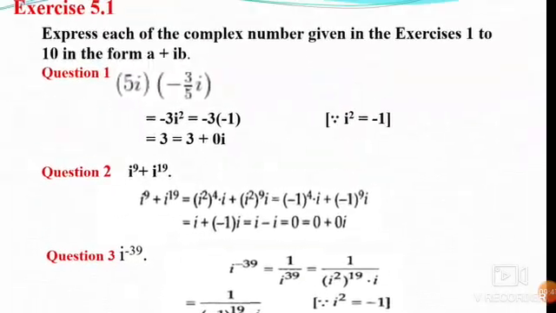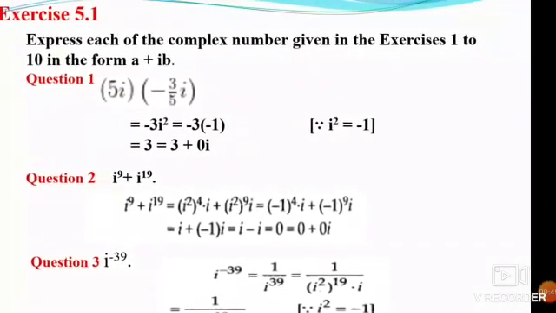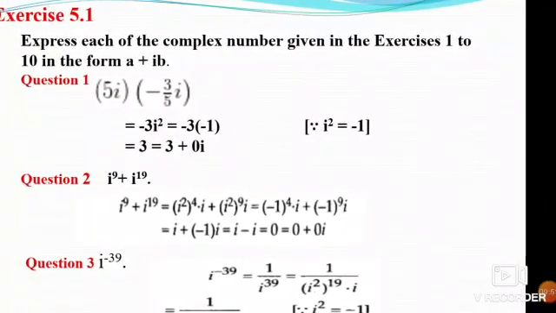Now we will come to exercise 5.1. You have to express the given complex number in the form of a plus ib. Here, 5i into minus 3 by 5i. You know that i square is minus 1. So 5 will get cancelled. Minus 3 i square, and i square is minus 1. Is it minus 3 into minus 1? It is 3. Since you have to write in the form of a plus ib, there is no imaginary part, so you will represent it as 0i.